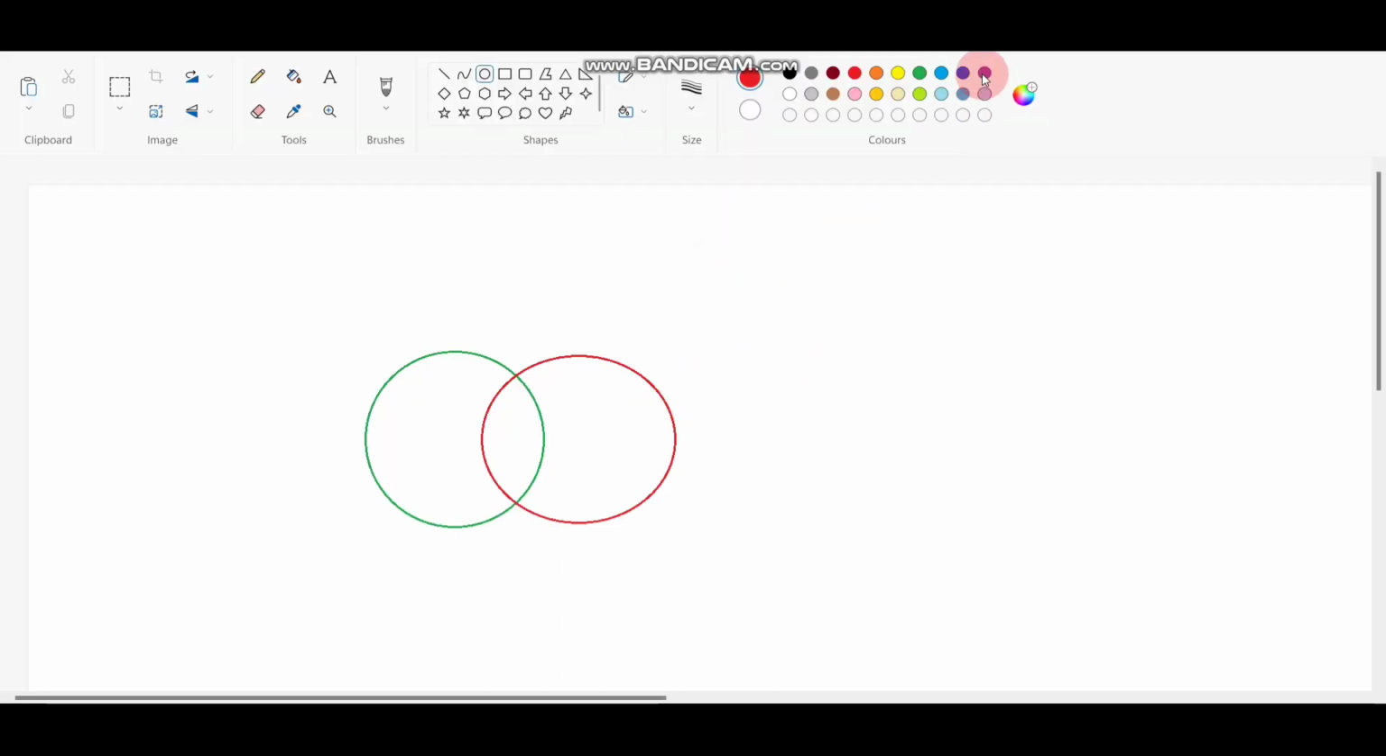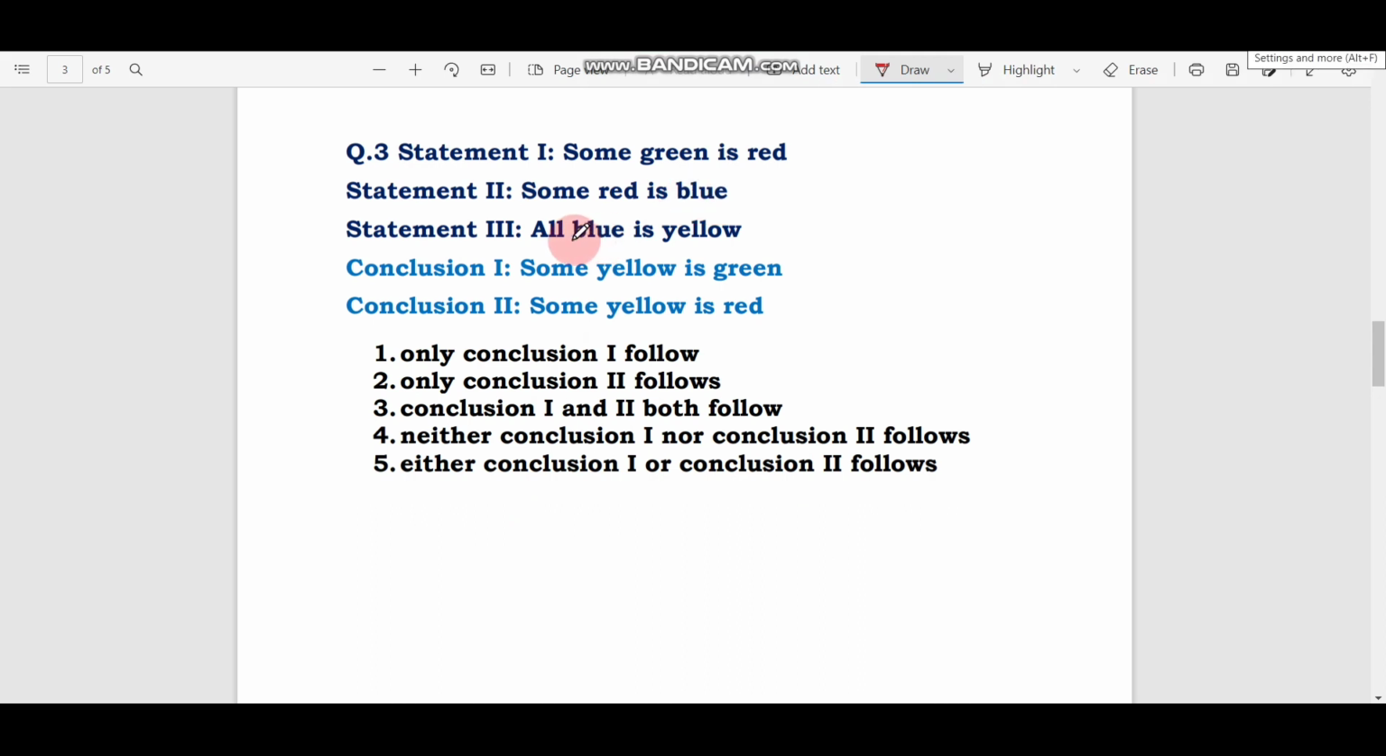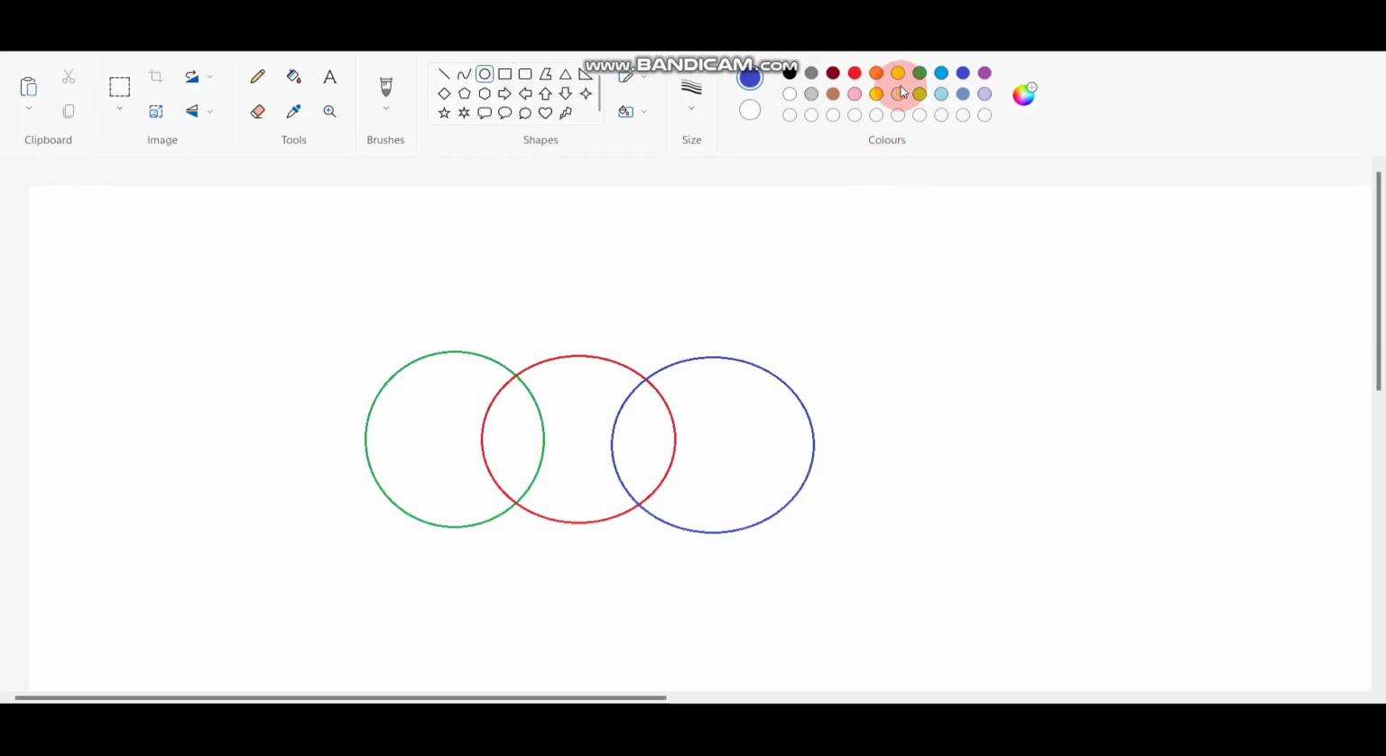Now another one: some red is blue. How to draw that? This is another Venn diagram. Some green is red, some red is blue. After that, some blue is yellow. So this is the diagram, and we are done with the Venn diagram here.